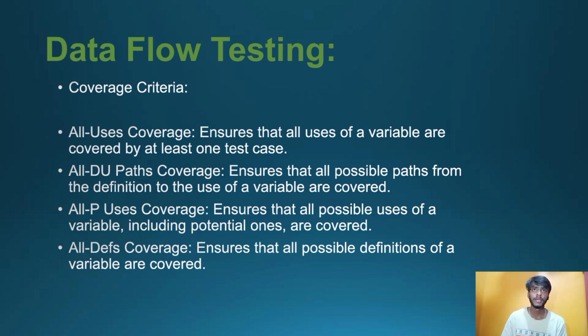Now let us see the data flow testing coverage criteria: all uses coverage, all DU paths coverage, all P uses coverage, all def coverage. Now let us see the first one, all uses coverage. It ensures that all the uses of the variables have been covered by at least one test case. All DU path coverage ensures that all possible paths from the definition to use of a variable have been covered. All P uses coverage ensures that all possible uses of the variable, including the potential ones, are covered. All def coverage ensures that all the possible definitions of a variable have been covered.